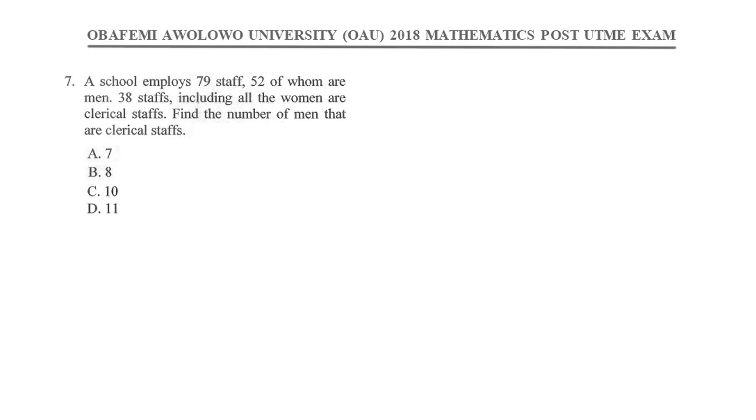We are told that a school employs 79 staff, 52 of whom are men. 38 staff, including all the women, are clerical staff, and we are to find the number of men that are clerical staff. Now, a good word problem for us to just juggle with numbers and find this. The total employees is 79. So the total number of employees, including the men and the women, all of them, is 79 in number.